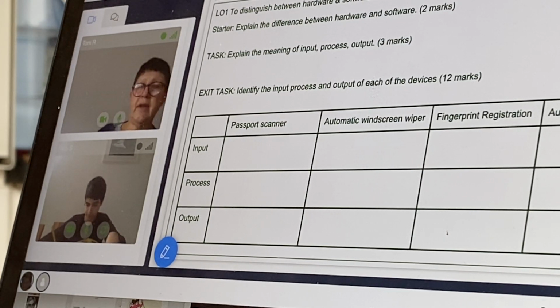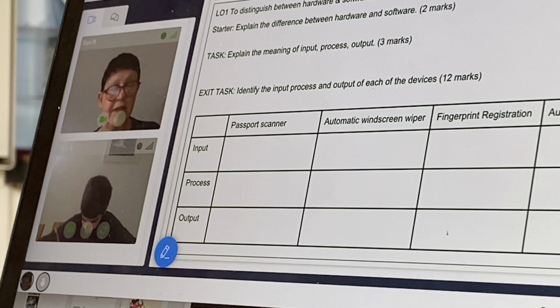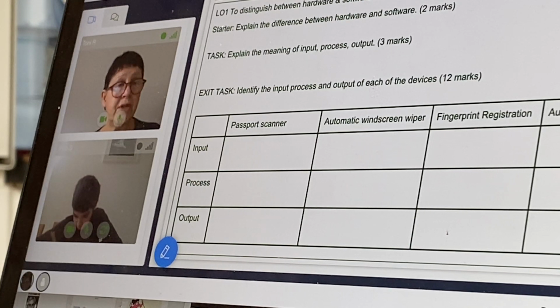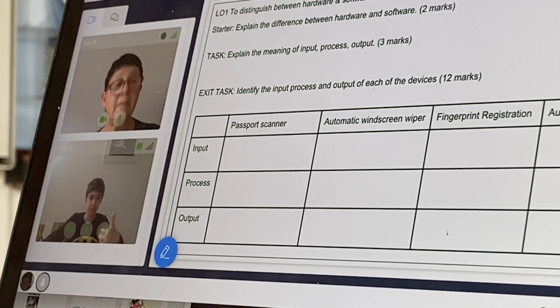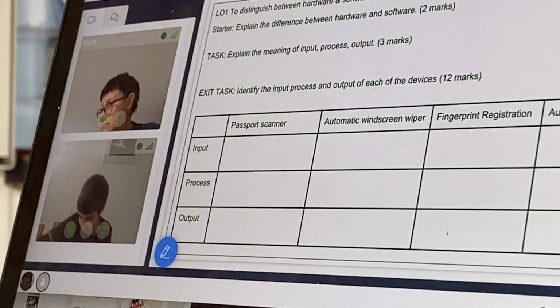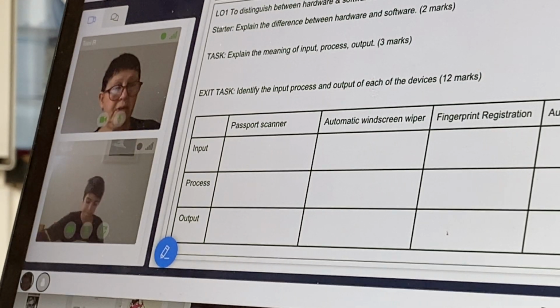Yes. So then for the fingerprint registration, what's the input? It's the same as we had for the last one. Senses. Good. Finger sensor. So what's the process? What's it doing? It's almost like the passport one. So it's checking the code against its database. And then the output is the display. Yep, good.